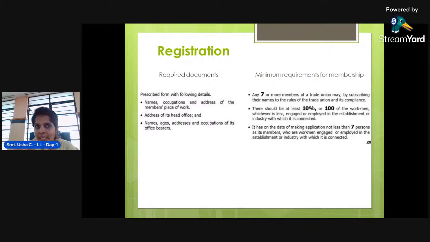At least a minimum of 100 workers or more can be there for taking registration for the trade union. If the application filled in the prescribed format, produced for the purpose of registration, does not fulfill the minimum requirement, then it leads to a cancellation.